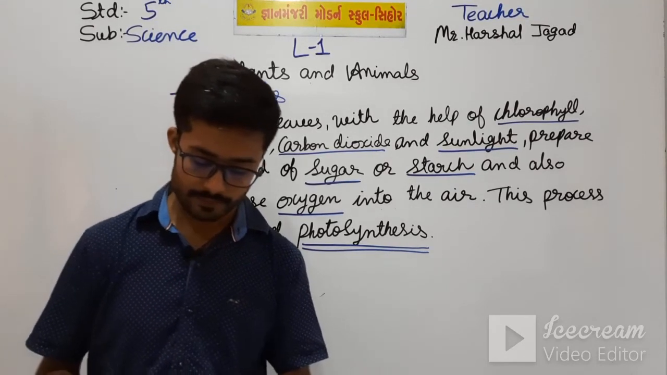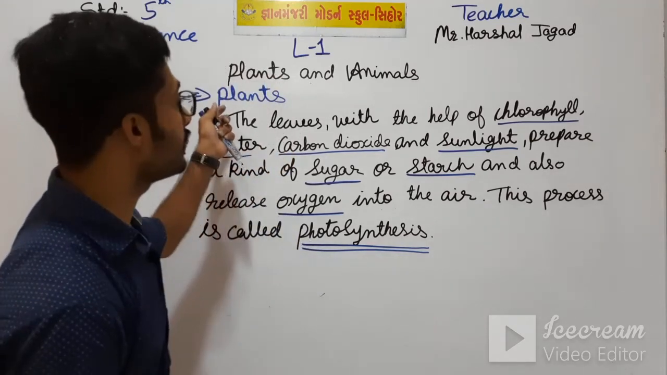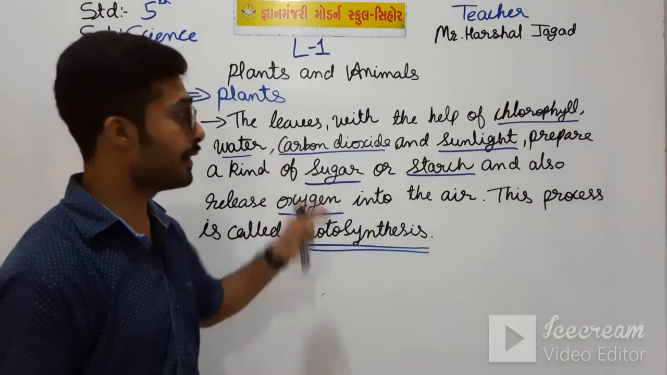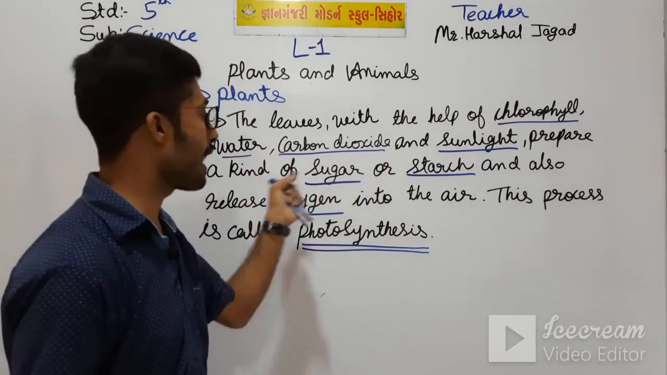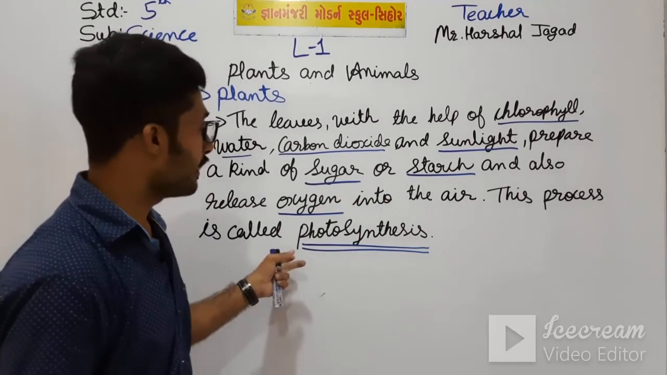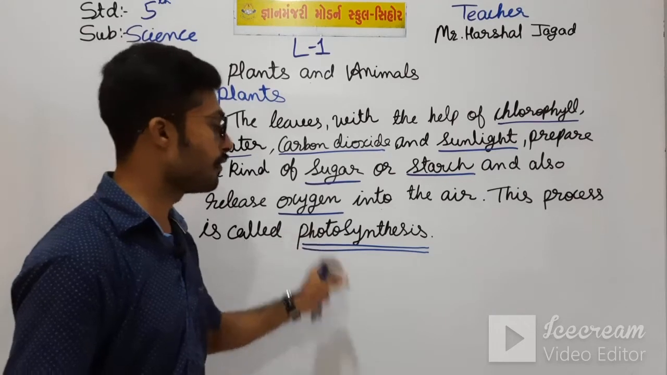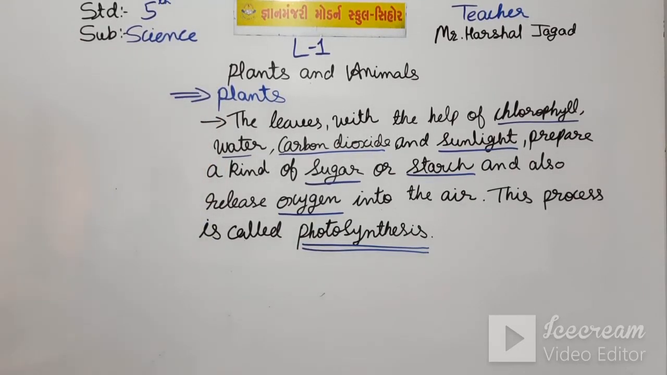Okay students, this is how the plants' food is made. If you want to highlight some of these points in your textbook, you can highlight them so that you can easily say or understand the definition of photosynthesis. Okay students, please underline this.